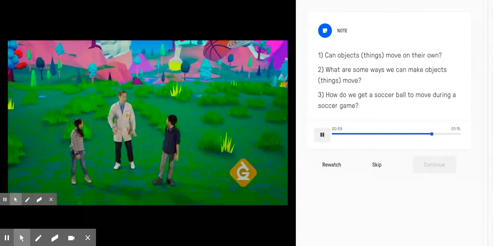And there are lots of answers. We could kick the ball, right? We might have a throw in and throw the ball, or we're the goalie and we can throw the ball. So those are some ways we get objects like a soccer ball to move. So now let's watch the video together.